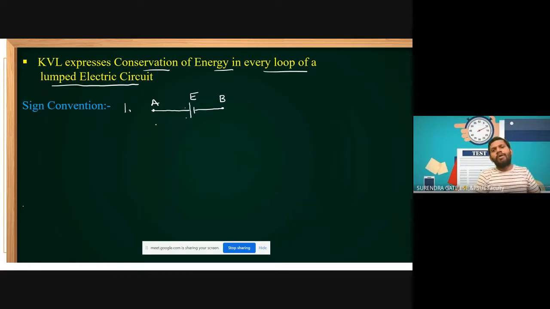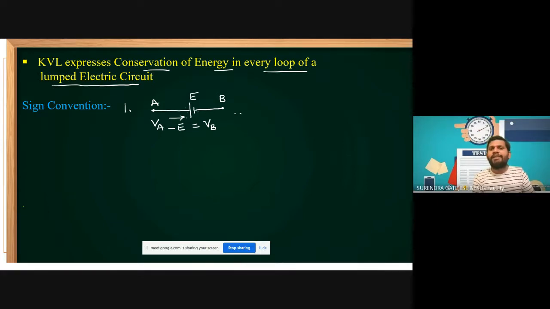Then how can we write this? This is VA. Now I am moving like this, friends, from positive to negative. That is a fall of voltage, which means minus E. This is equal to VB, the voltage at point B. So VA minus E equals VB, or VA minus E minus VB equals 0, because it is connected to the negative plate.